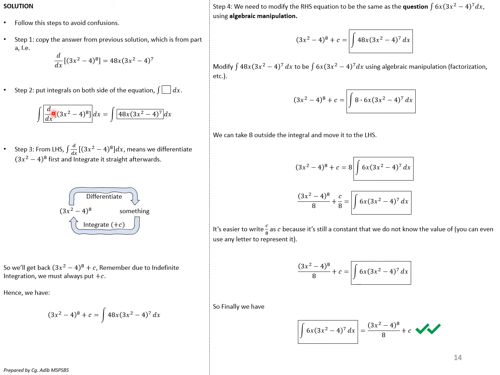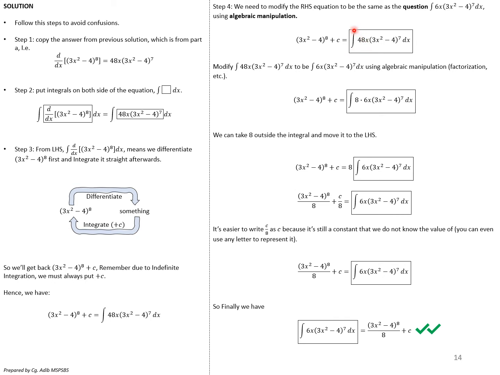So this part means you differentiate it and then you integrate it straightforward. So you're going to go back to here. So this whole thing is equal to this. Just add plus c. Right, the integration and the differentiation cancel out. So on the right hand side you don't do anything more. Okay, so done. So step 4, now we focus on the right hand side.